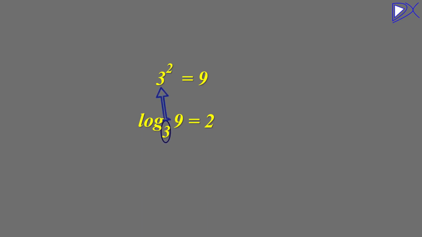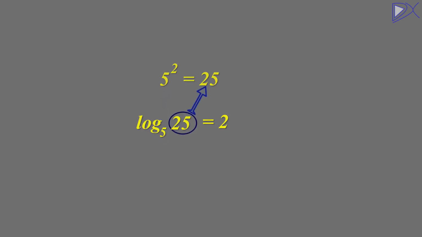Here 3 is the base of the exponent, 9 the result of the exponent, and 2 the power of the exponent. Another example is 5 power 2 equals 25. In logarithmic form, it will be log 5 of 25 equals 2, where 5 is the base of the exponent, also the base of the logarithm, 25 the result of the exponent, and 2 the power of the exponent.